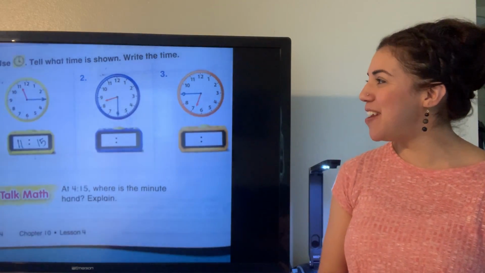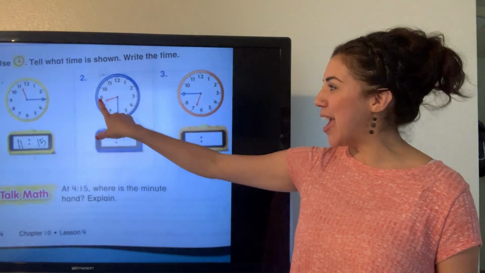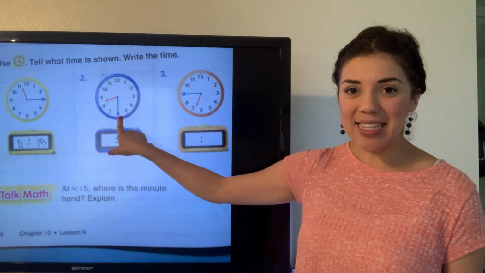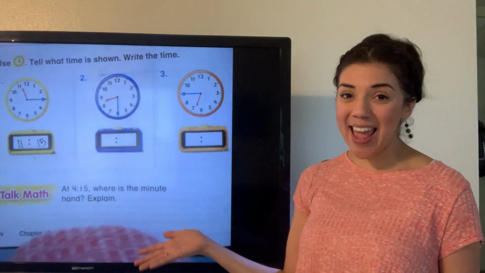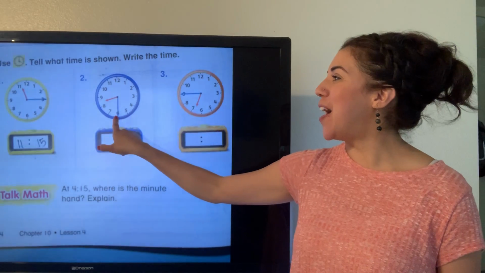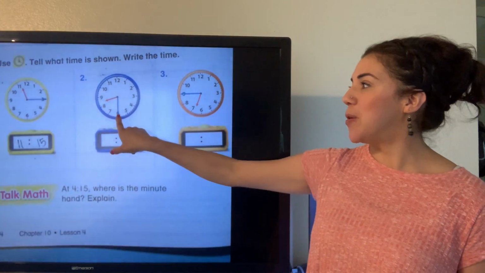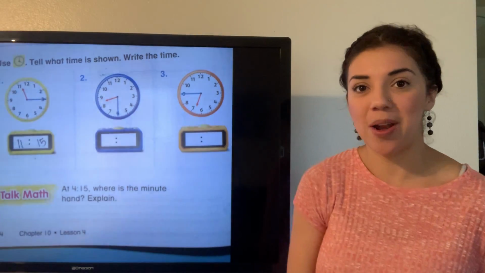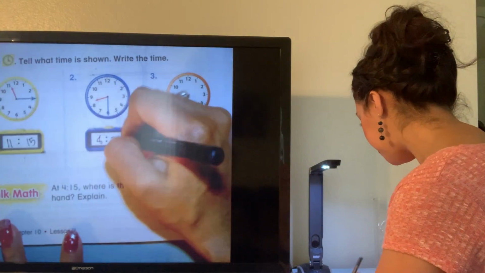Okay, here we go. So number 2, I see that the hour hand is right in between the 8 and the 9, and my minute hand is on the 6. And so I know that that is 8:30. The minute here, because I'm writing it in my digital clock, is going to be 30. It's at the 30-minute mark. So this would be 8:30.